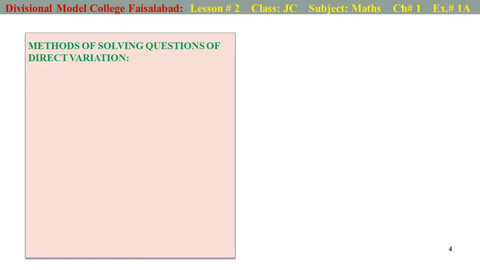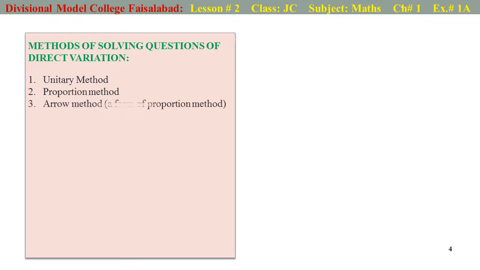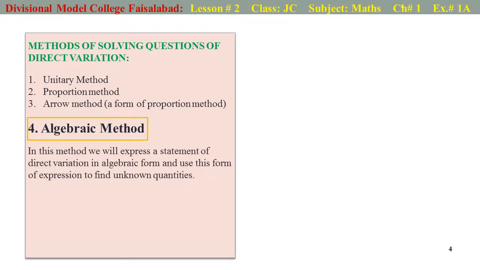The methods of solving questions of direct variation. There are different methods. The unity method, which you have studied in 5th, 6th and 7th. The proportion method, which you studied in 7th class. The arrow method, which is a form of proportion method. And the fourth one is the algebraic method. This method is new for you and we will study it in this book. In this method we express the statement of direct variation in algebraic form, as we did in the previous slide, and use this form of expression to find unknown quantities.